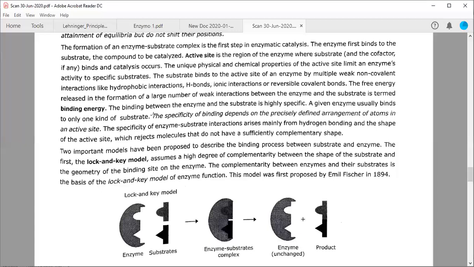Whatever the case, there is not much specific. So these small non-covalent interactions are defining the specificity of a particular enzyme. Binding energy is very important.